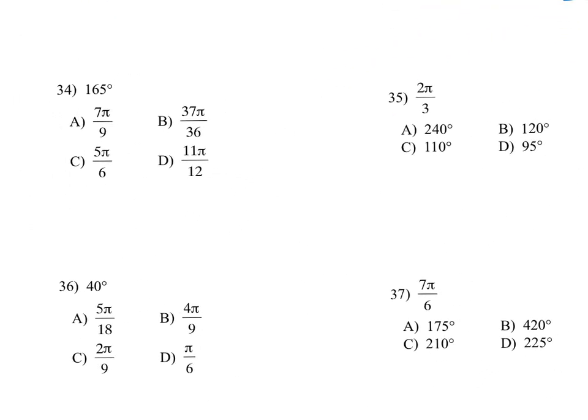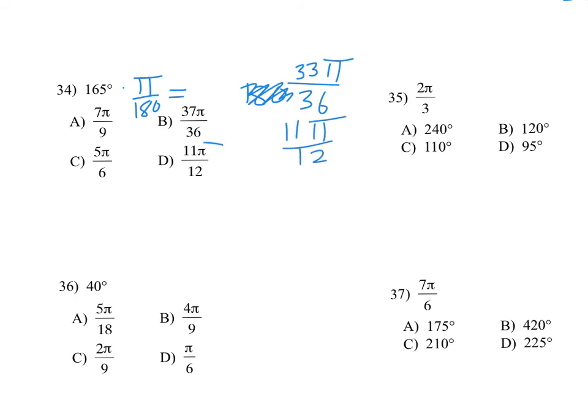For number 34, times pi over 180, and I notice that 165 and 180 are both divisible by 5. 5 times 36 is going to be 180. So I get 36 on the bottom, and 5 times 33 is going to be 165. Those are further divisible by 3. We get 11 pi over 12, which is D.